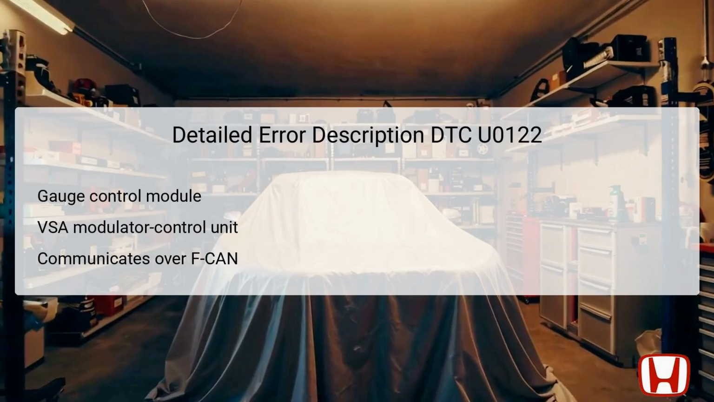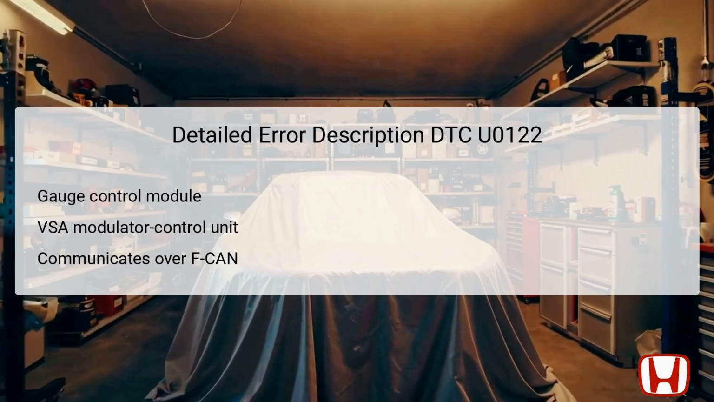The gauge control module is responsible for relaying various vehicle information indicators to the dashboard, including speed, warning lights, and fuel level. Located in the instrument cluster, it is critical for providing the driver with real-time feedback on the vehicle's operational status. The VSA Modulator-Control Unit is essential for controlling stability and preventing wheel slippage, effectively maintaining handling during adverse conditions. This component is normally found in the vehicle's undercarriage, close to the brake components, facilitating its function in modulating brake pressure.